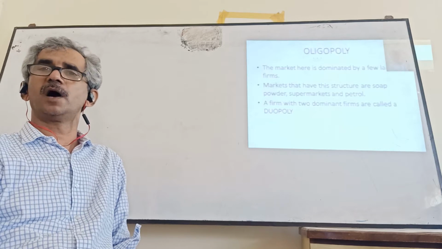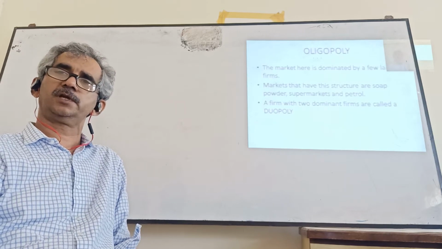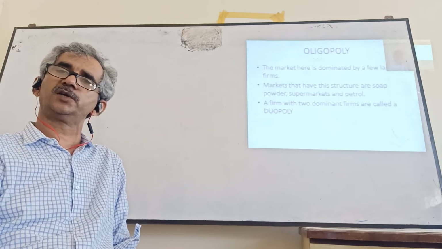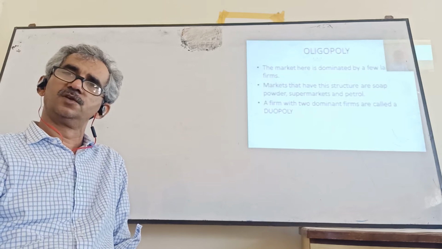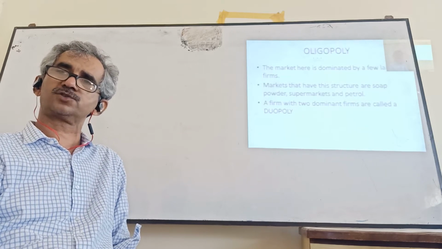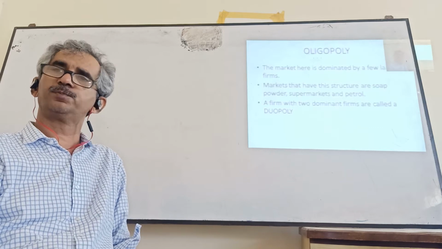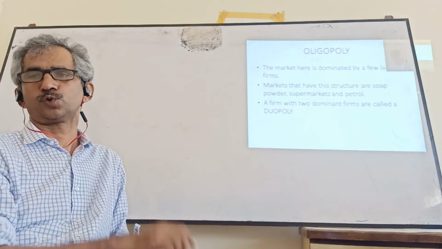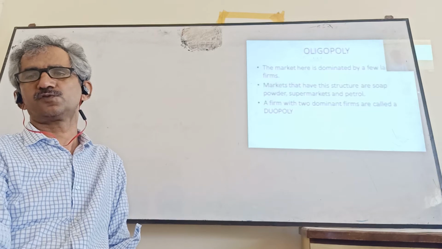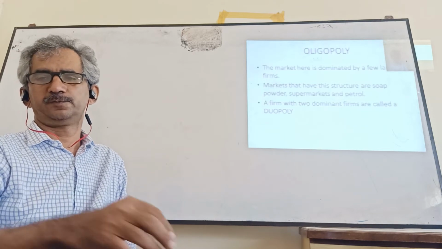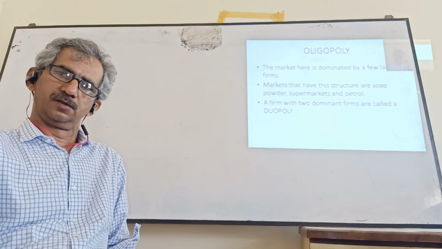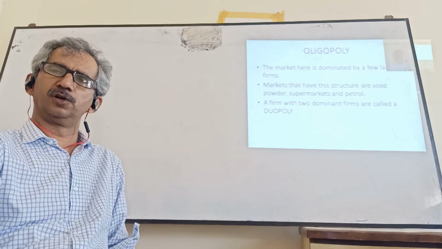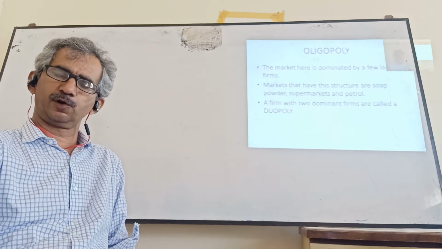Oligopoly is another type of market. It is a market dominated by a few large firms. Markets that have this structure include soap powder, supermarkets and petrol pumps. A market with two dominant firms is called a duopoly. If the market has only two firms that have dominance or control, meaning only two sellers are available in the market for a particular product, it is called a duopoly.